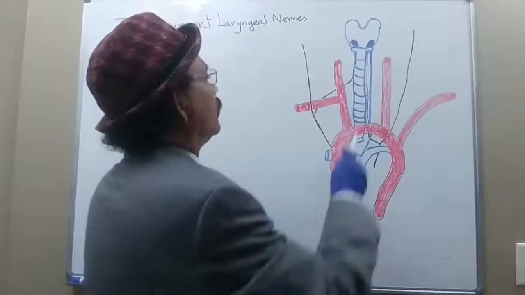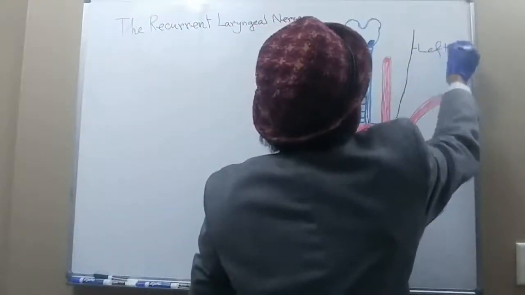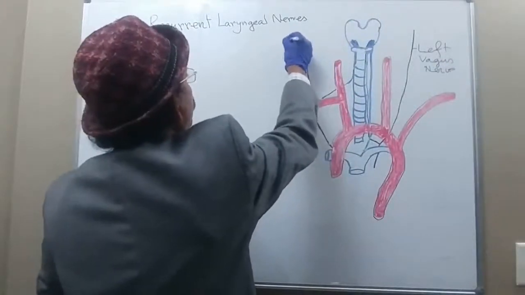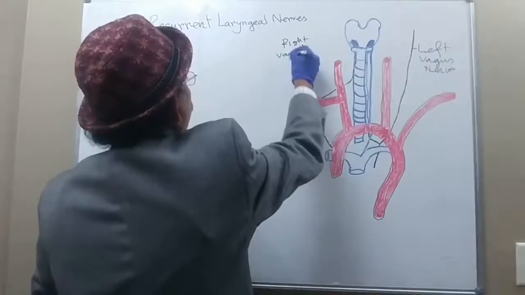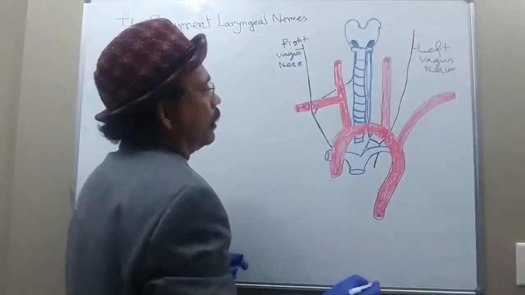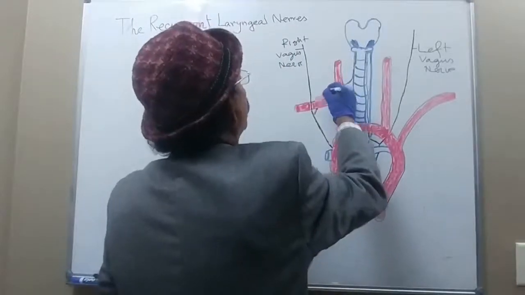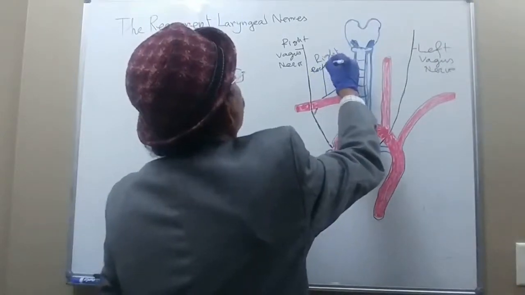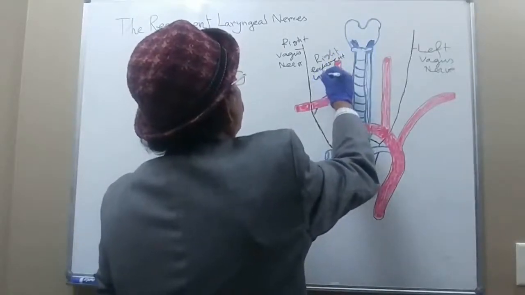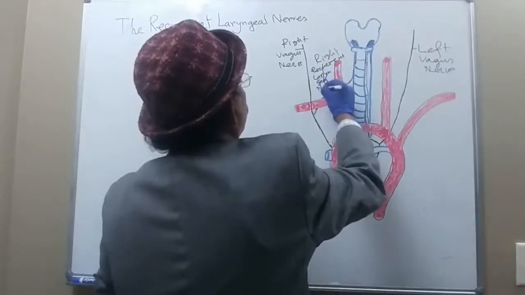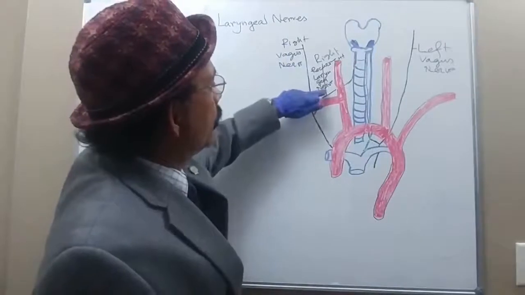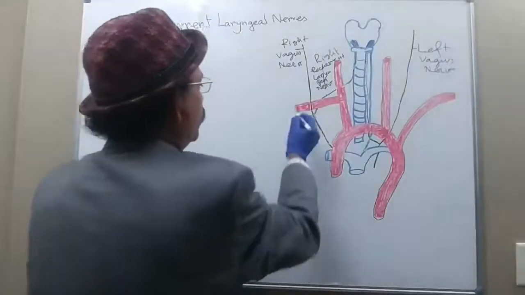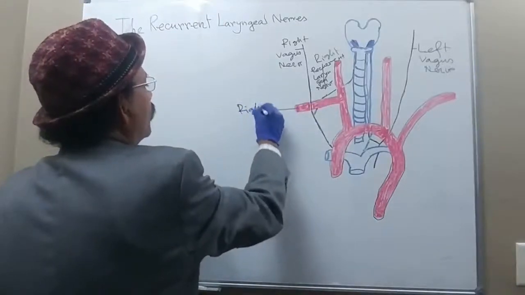Okay, so here the left vagus nerve is this, and this is the right vagus nerve. And this is our right recurrent laryngeal nerve. This right recurrent laryngeal nerve is turning around the right subclavian artery. This is the right subclavian artery.